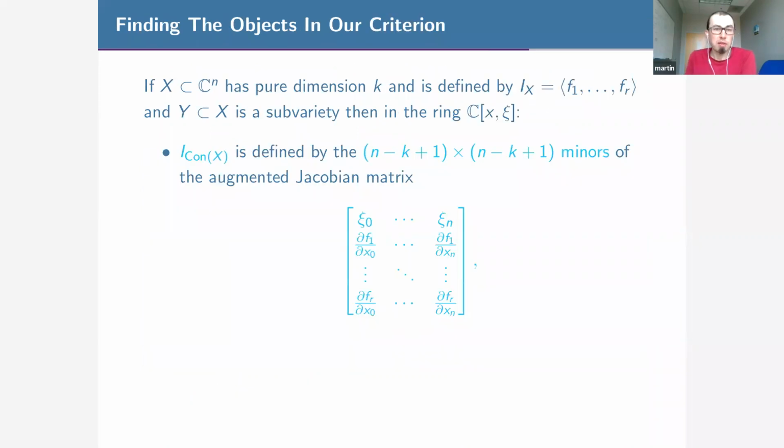So, okay, how do we get this conormal ideal? Well, if X is in Cn and has, let's say, pure dimension k, and it's defined by equations F1 through Fr, and Y, say, is our subvariety of X, then we're going to be working in the ring where, on the primal space, we put the variables X, and on the dual space, we put the variables Xi. Then the ideal of the conormal space is just going to be the n minus k plus 1 by n minus k plus 1 minors of the Jacobian matrix augmented with the variables of the dual space.